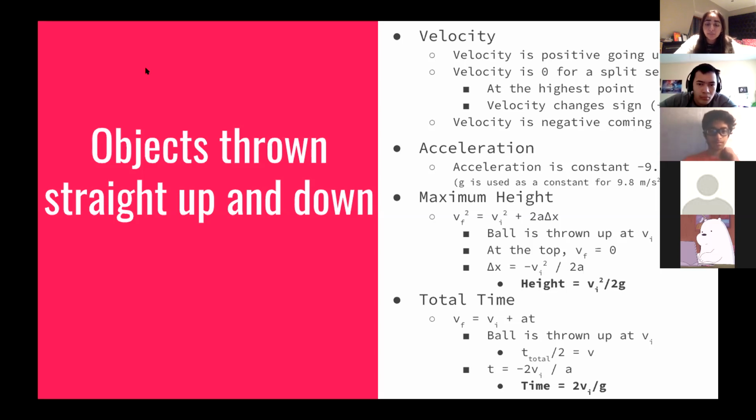For the total time, the logic is that throughout the entire curve, halfway would be half the time, and halfway is when we reach our maximum point. So if we solve for the amount of time it takes to reach our maximum point and multiply it by 2, we get the total time. When it's thrown up, the final velocity is 0. Then we can solve for t, which equals negative 2 times initial velocity divided by the acceleration. Again, replacing negative a with g, we get 2 times the initial velocity divided by g.